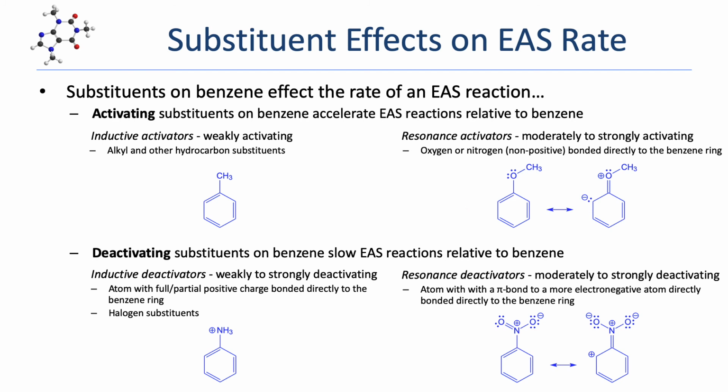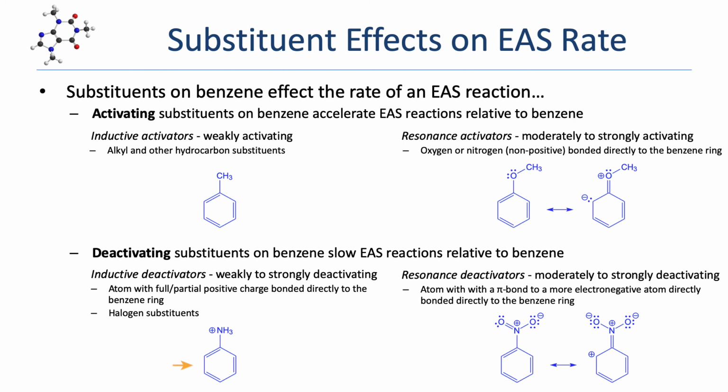Deactivating groups decrease the electron density in the benzene ring, making it less nucleophilic. Deactivating substituents can remove electron density either through induction or through resonance. Inductive deactivators typically have an atom with a full or partial positive charge bonded directly to the benzene ring. Halogen substituents also can be considered inductive deactivators. So here I show the conjugate acid of aniline as an example.